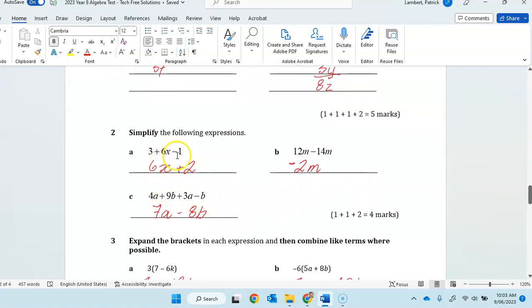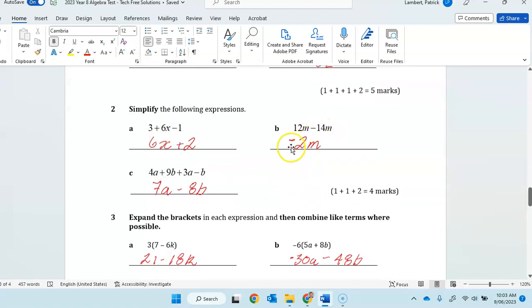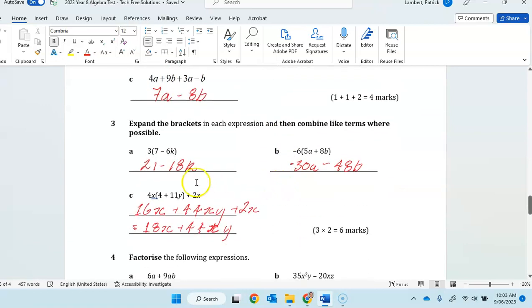Simplify the following. 3 minus 1 is 2, so that's 6x plus 2. 12 minus 14 gives you -2, so it's -2m. When you add 4a plus 3a, you get 7a, and then 9a minus b is 8b.